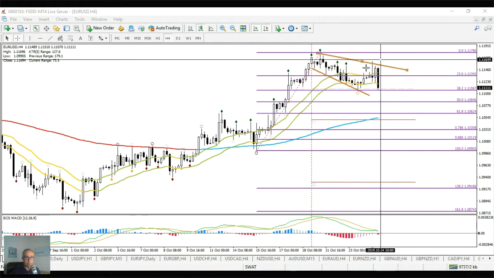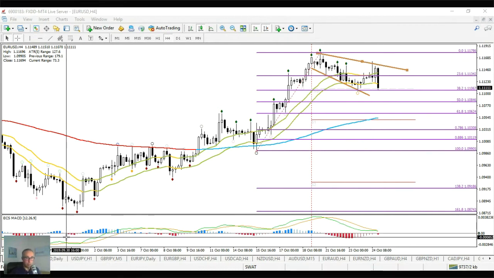Let's see if that happens later this week or beginning next week. All right. But for the moment, pretty strong price action. So that's my view on the euro dollar.